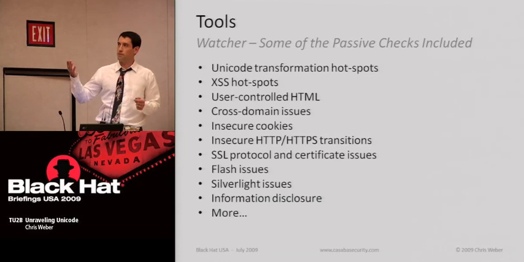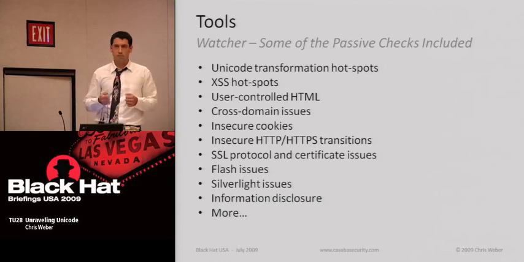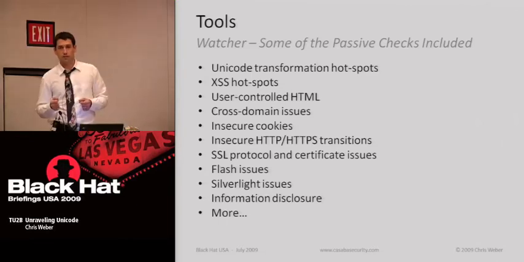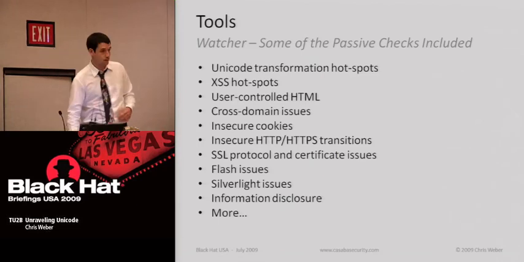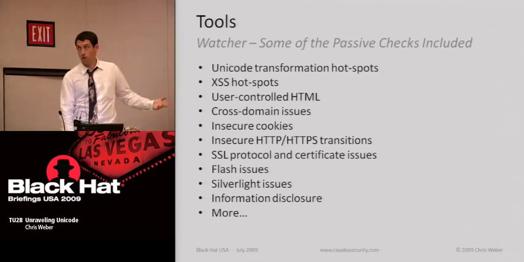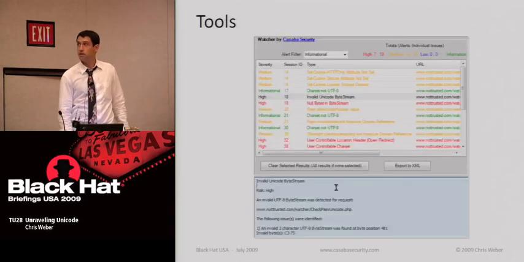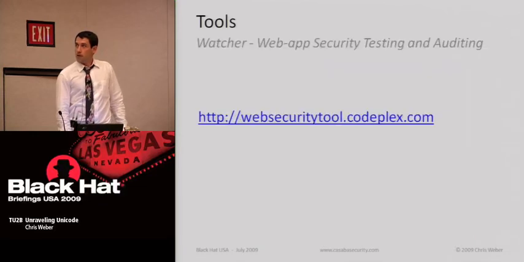So now we can look for things like weak cookies, weak SSL, information disclosure, issues with Flash and Silverlight. We can look for hotspots for cross-site scripting attacks. We can look at JavaScript code and analyze it. So we can do all this stuff passively. It's pretty cool and pretty useful. Here's a screenshot of the reporting interface. And that's the URL if you want to grab that. It is free to use.